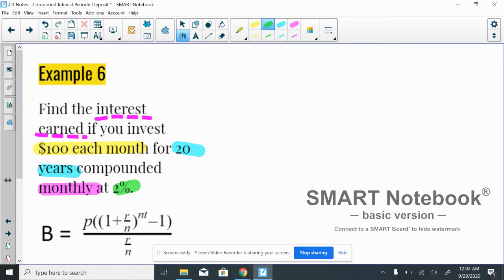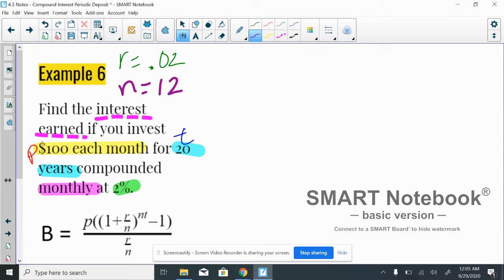Okay, so we're going to go ahead and just make a note of a couple of things. So on this one, my periodic deposit is $100. My time value is 20 years. The rate is 2%, so we're going to convert that by dividing by 100, and that's going to turn into 0.02. And then my N value, which is how often the interest gets compounded, but it's also how often I put money into the account. It says that that's compounded monthly, so my N value is going to be 12 times a year.